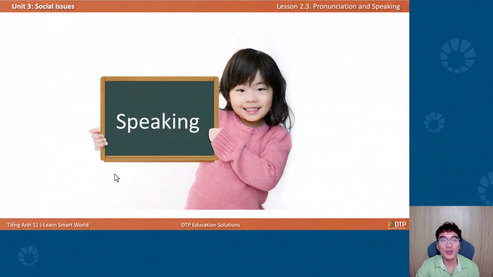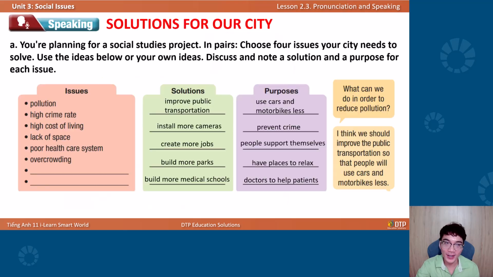So it's time to practice speaking, everyone. We talk about solutions for our city. So you are planning for a social studies project. In pairs, choose 4 issues your city needs to solve, and you use the ideas below for your own ideas. We discuss and note a solution and a purpose for each issue.